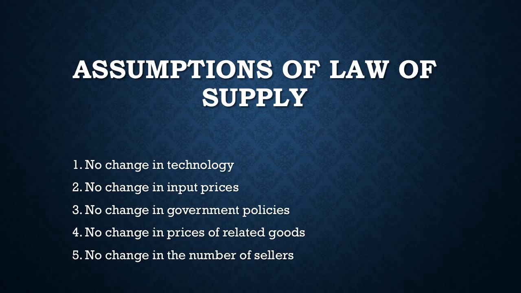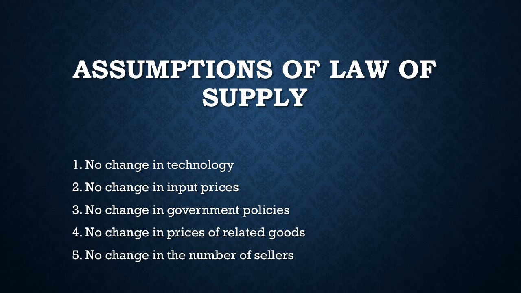Second one is no change in input price. The cost of raw materials, labor, etc. should remain stable. If input costs increase, supply may fall even if the price is high. Third one is no change in government policies. Taxes, subsidies, or new laws should not change during the period. Sudden policy changes can affect supply.